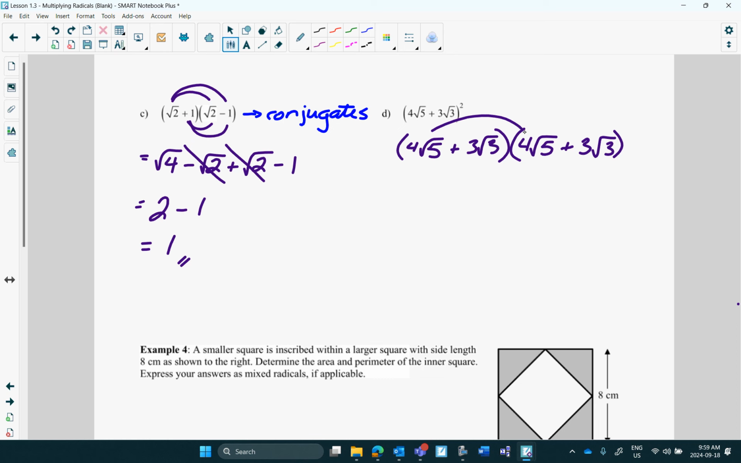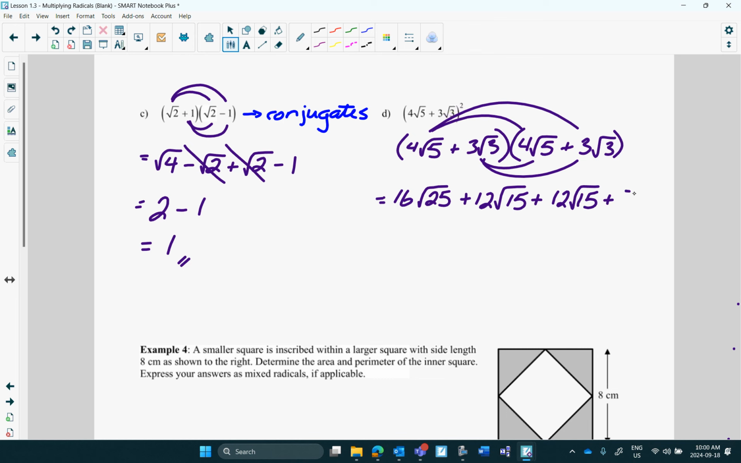So again, 4 multiplications. 4 root 5 times 4 root 5. 16 times 5. Plus 4 root 5 times 3 root 3. It's 15. 3 root 3 times 4 root 5. 12 root 15. 3 root 3 times 3 root 3. 9 root 9.